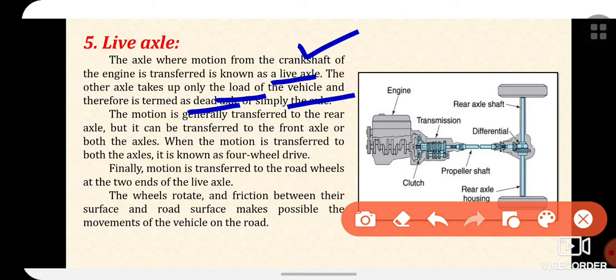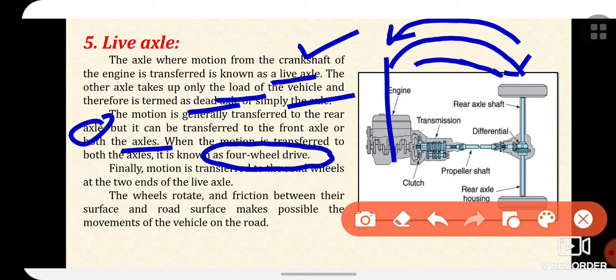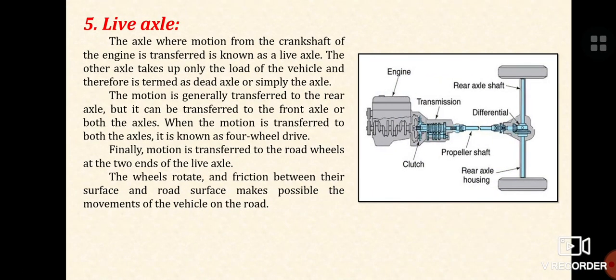The motion is generally transferred to the rear axle, but it can be transferred to the front axle or both axles. When motion is transferred to both axles, it is called four wheel drive. Right now in this picture the power is transmitted to the rear axle, so this is rear wheel drive. If in some cases the power is transmitted to the front axle, it is called front wheel drive, and when power is transmitted to the rear as well as front axles, it becomes four wheel drive. Finally motion is transferred to the wheels at the two ends of the live axle. The wheels rotate, and friction between their surfaces and the road surface makes possible the movement of the vehicle on the road.